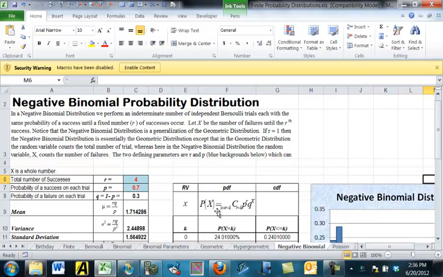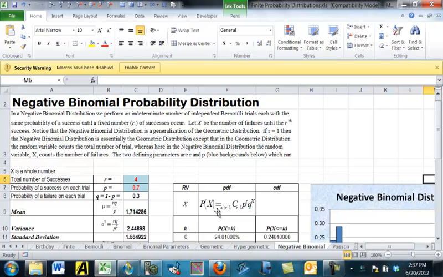In a negative binomial distribution, we perform an indeterminate number of independent Bernoulli trials, each with the same probability of success, p, until a fixed number, r, successes occur. Let x be the number of failures until the rth success. Notice that the negative binomial distribution is a generalization of the geometric distribution. If r equals 1, then the negative binomial is more or less the same as a geometric distribution, except that in the geometric distribution, the random variable counts the total number of trials, whereas here in the negative binomial distribution, the random variable x counts the number of failures.